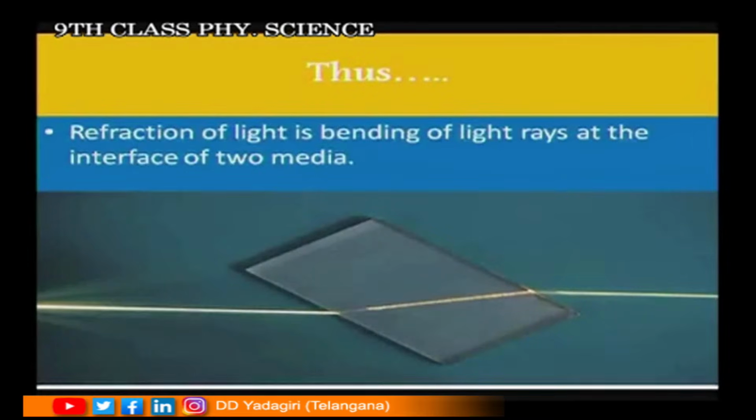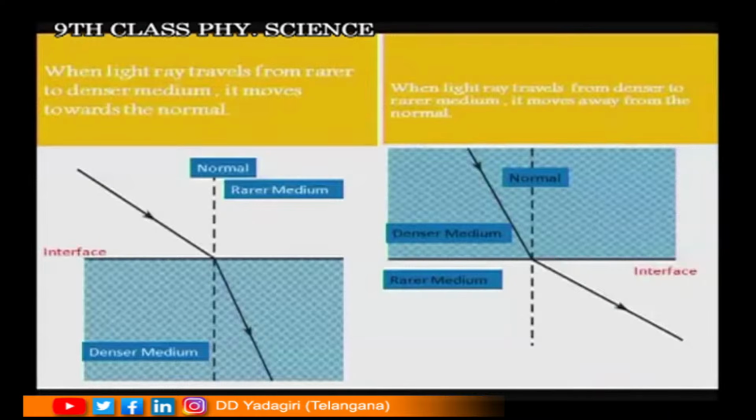So, let us look at this glass slab. Refraction of light is bending of light rays at the interface of two media. The two media here are air and glass slab. The rarer medium here is air and the denser medium is glass. When the incident ray that is passing through air reaches the boundary of the glass slab, it slows down because it is a denser medium, and because of this there is bending of the light ray, and this is called refraction.